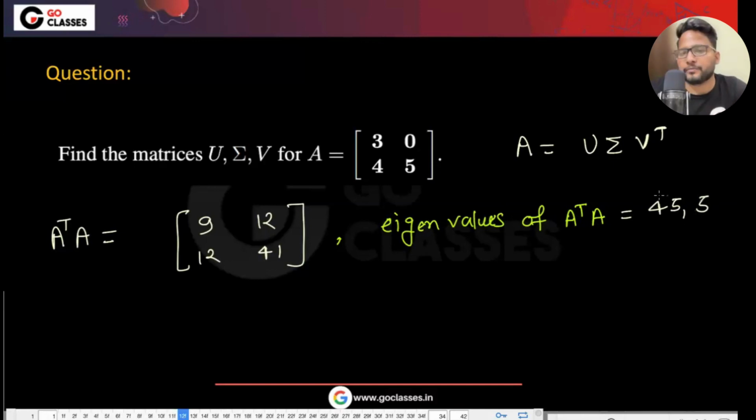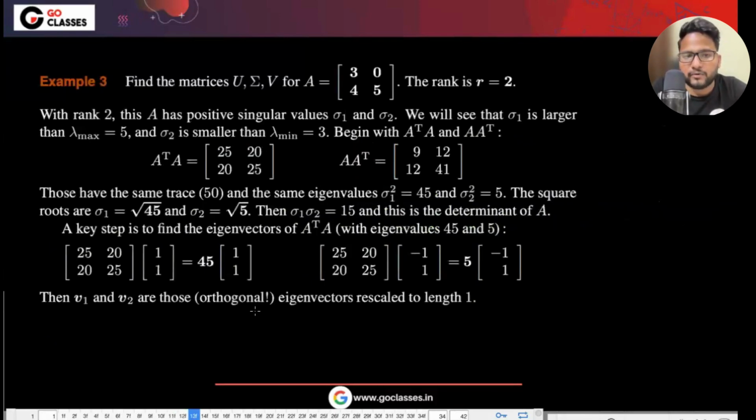What is V here? Maybe I can also help with the eigenvectors. A transpose. Sorry, this was A. I think I wrongly copied. Anyway, let me just copy from here.